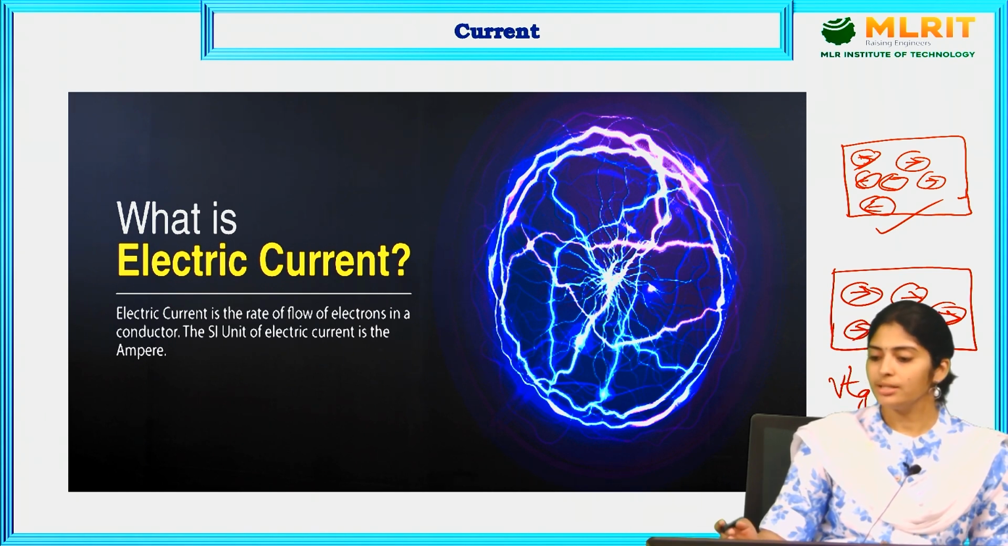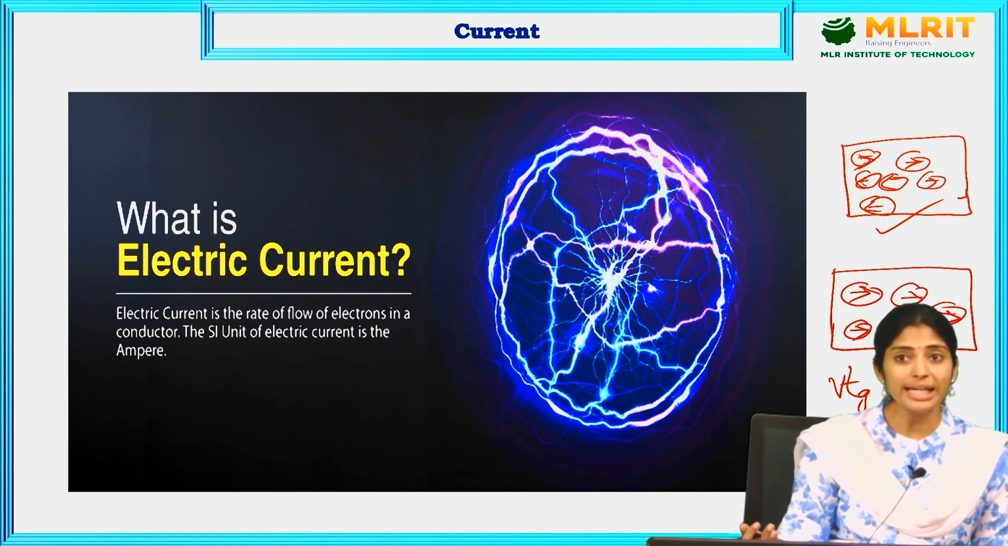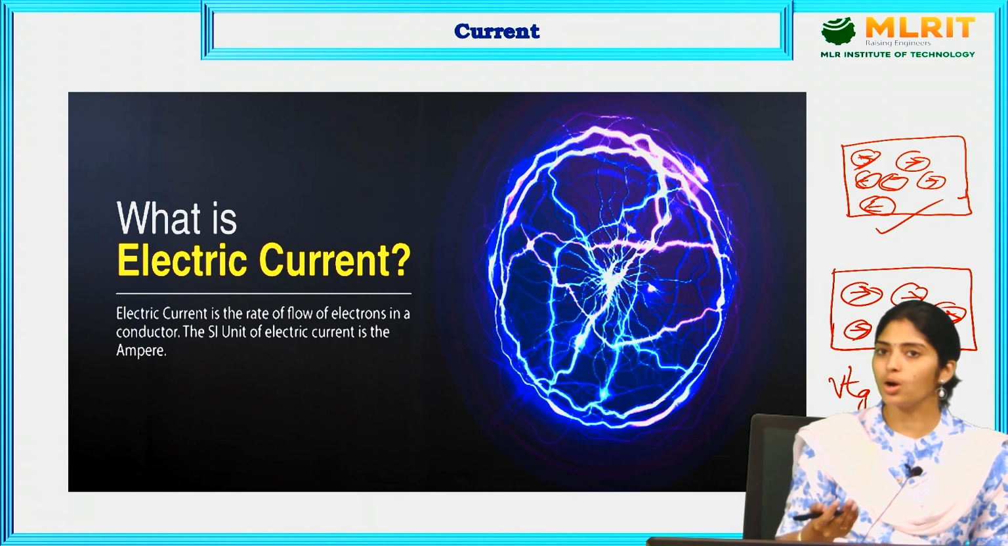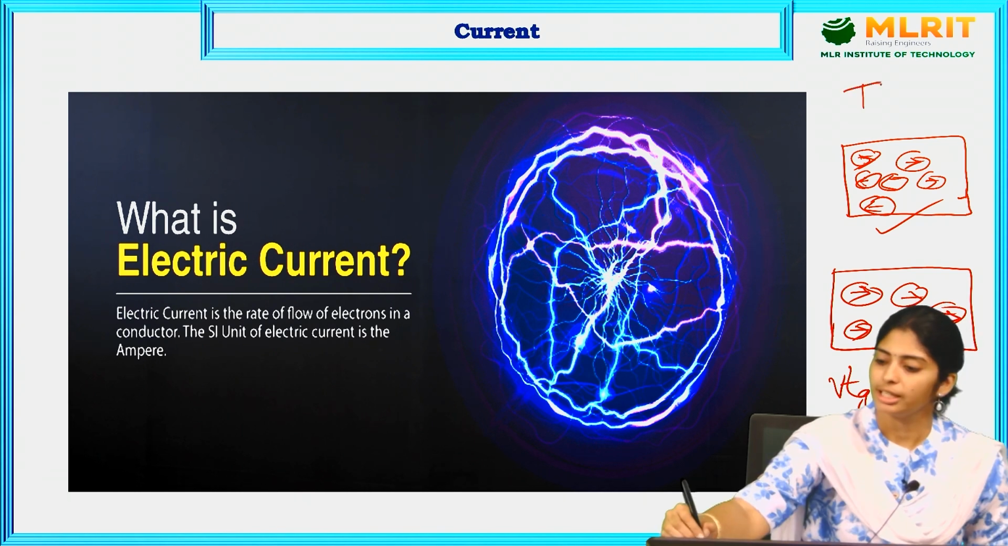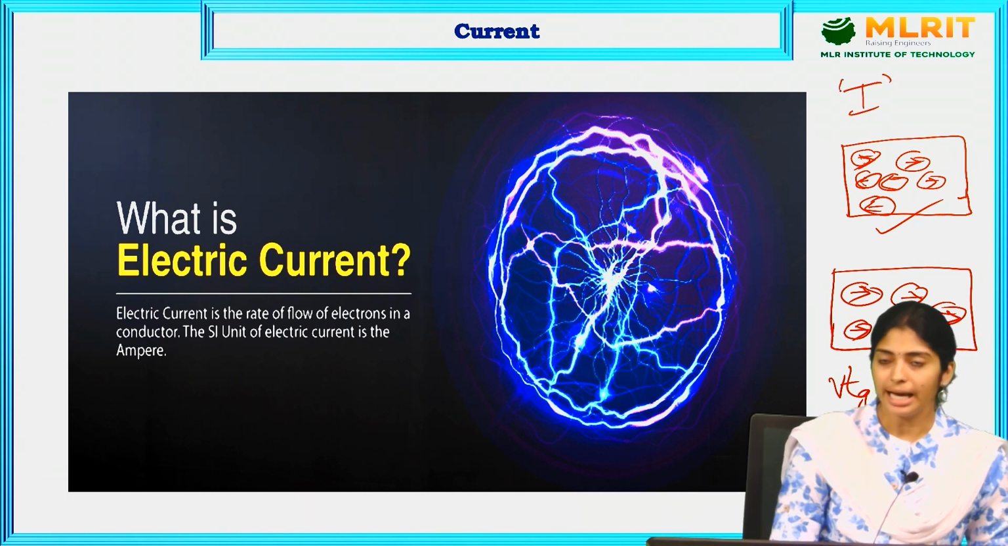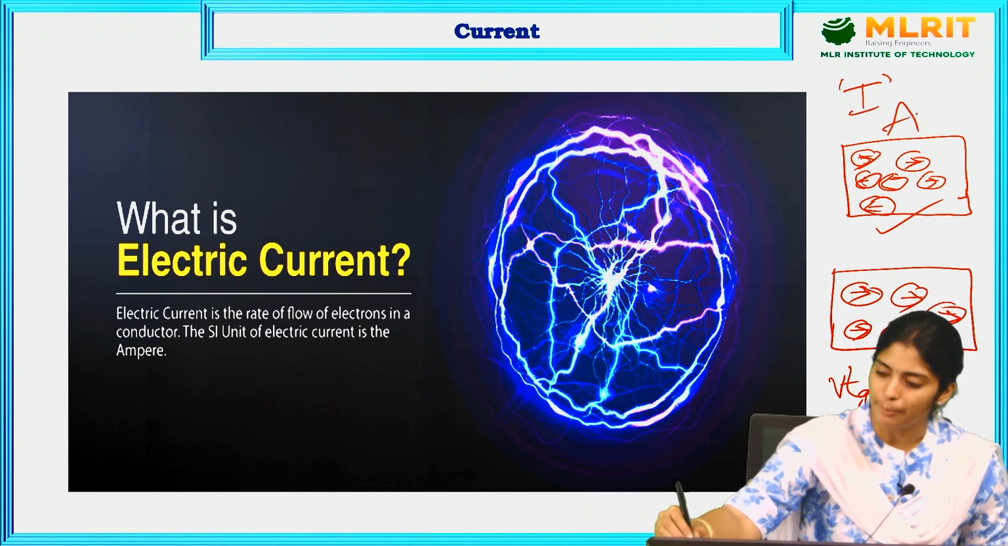So current means the flow of electrons in a unidirectional manner. The electrons flow in a unidirectional manner by applying the external force which is called voltage. Current is indicated by I and the unit of current is ampere.